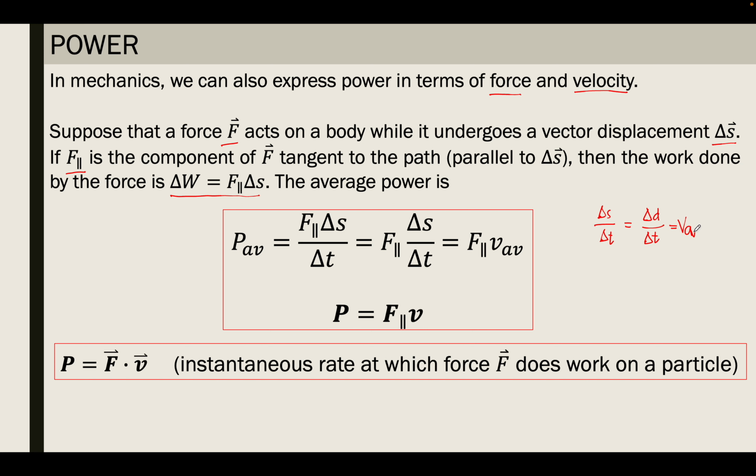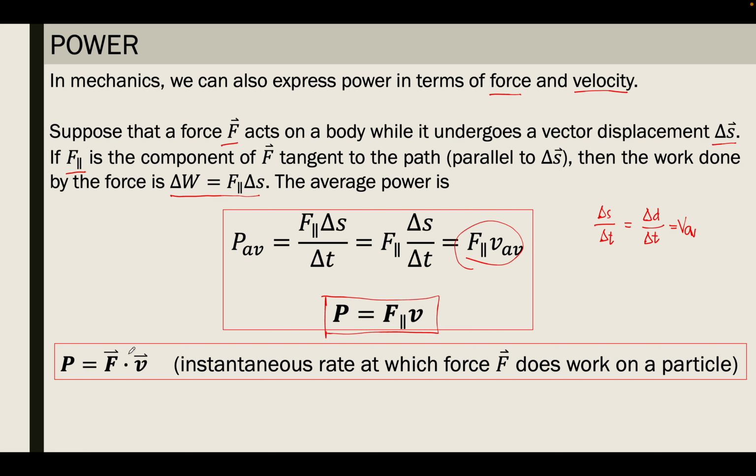V average, or the average velocity. Okay, so that's why we have this one right here. So average power is equal to the parallel force times the average speed or average velocity. So now power is equal to parallel force times the velocity. This is now the equation for power in terms of force and velocity.